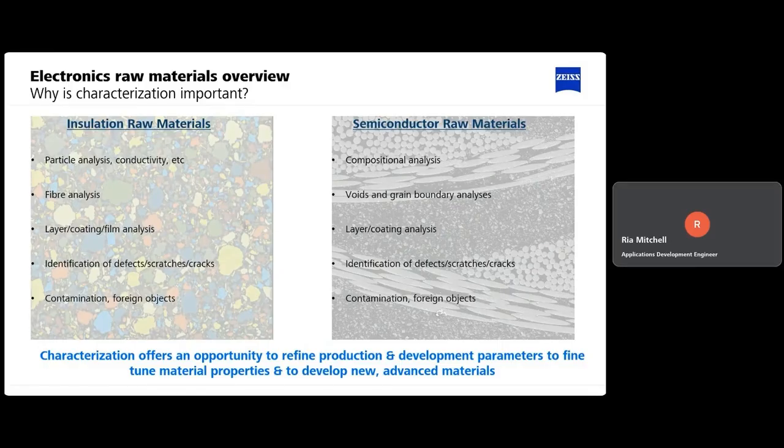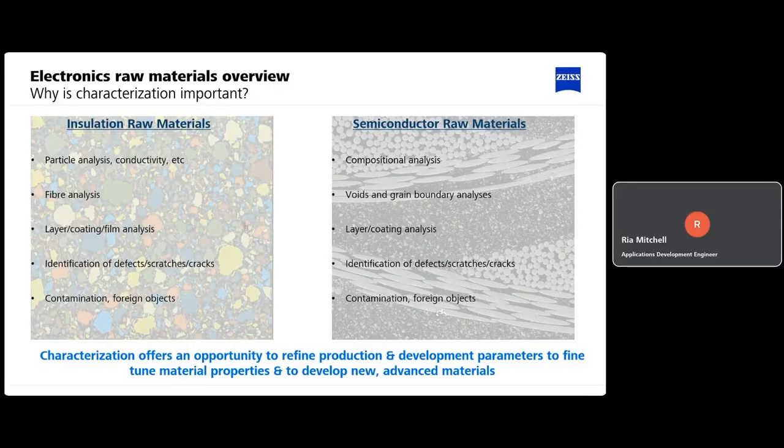So we might be looking at connectivity and conductivity, and for that we might want to do things like particle analysis. We might want to do compositional or chemical analysis, look at voids, look at grains, layer coatings, film analyses. We might want to look at things like the identification of defects, scratches and cracks on the surface and internally within samples, and then also things like contamination and foreign objects.